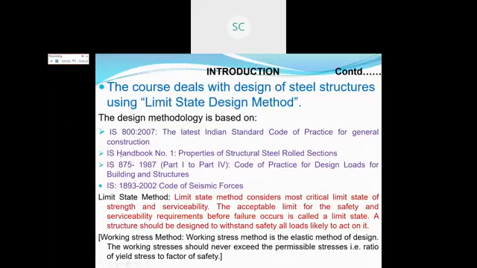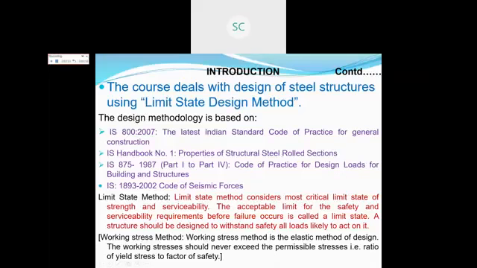And also you have to use the IS standard handbook number 1, that is properties of structural steel rolled sections. The properties of structural steel rolled sections means you are using different rolled sections for the construction of steel structure. Then you are using a combination of other rolled sections to construct the steel structures. So these are connected by the different connections. And what are the properties of different rolled sections? That is given in this handbook.